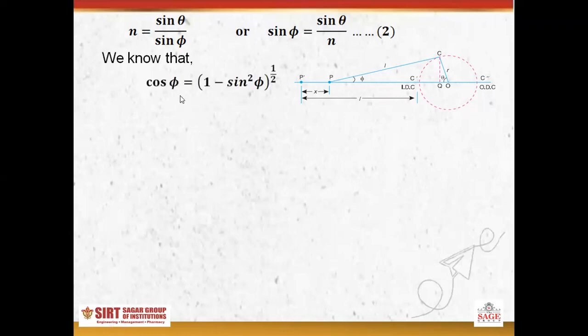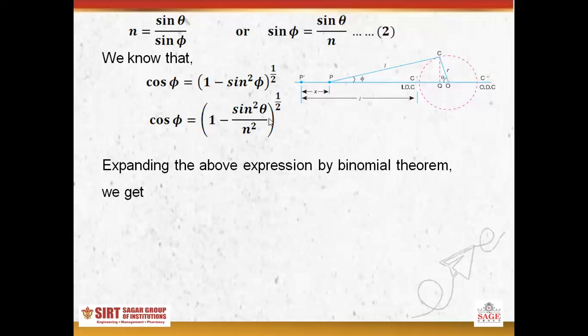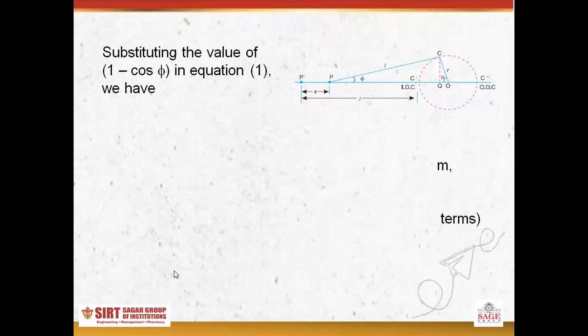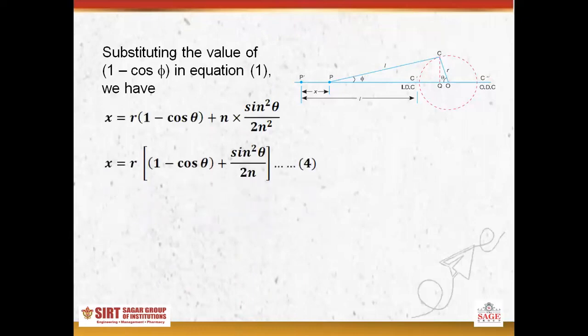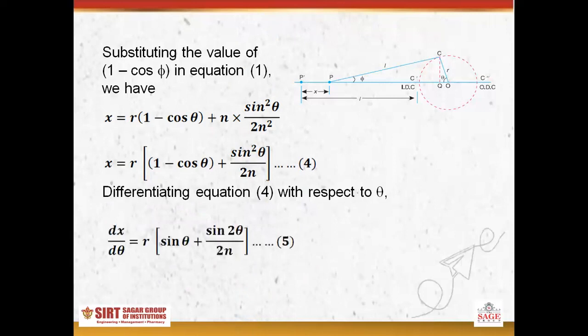We know that sin square phi plus cos square phi equals 1, or we can say cos phi equals (1 minus sin square phi) raised to the power 1 by 2. From this triangle, we can calculate the value of sin phi and substitute it in this equation. Expanding it by the binomial theorem, we get the value of cos phi as this. Substituting the value of 1 minus cos phi in equation number 1, we get the displacement of the piston. Differentiating this equation with respect to theta, we calculate dx upon d theta.